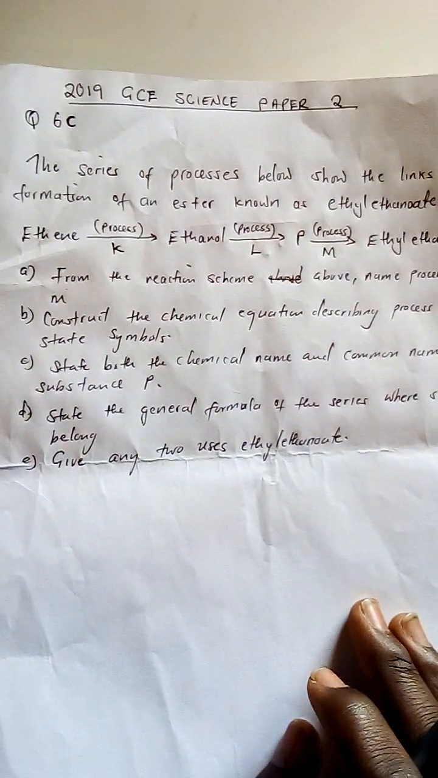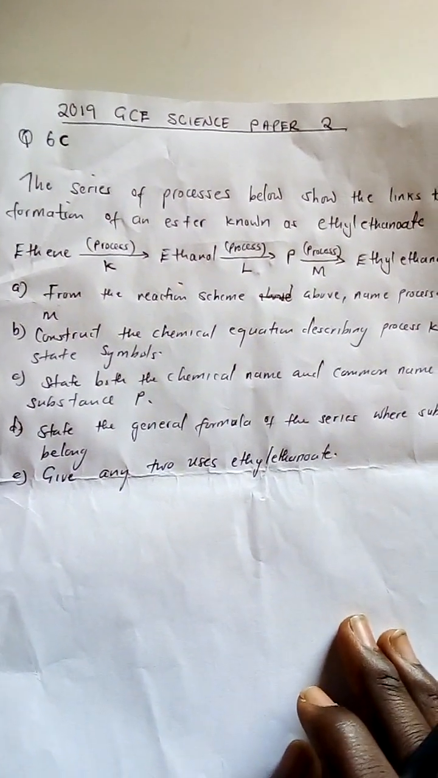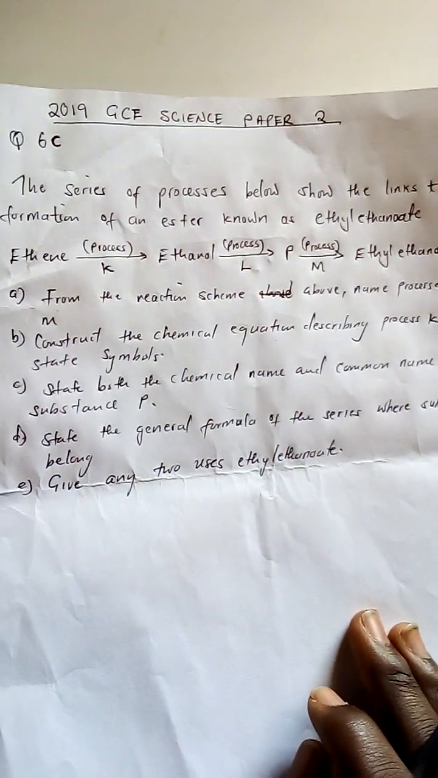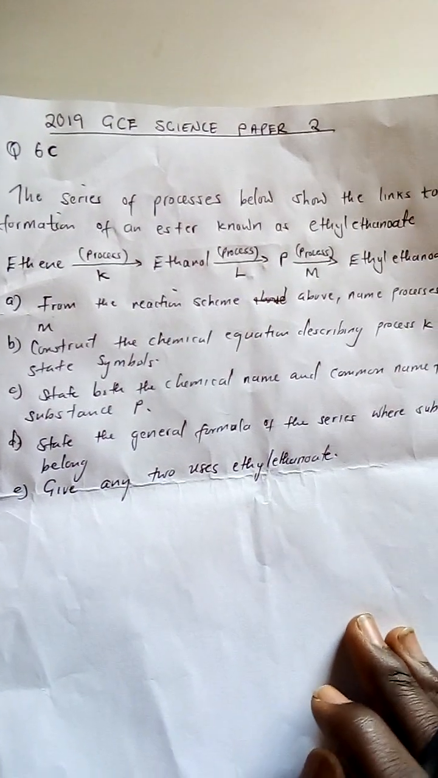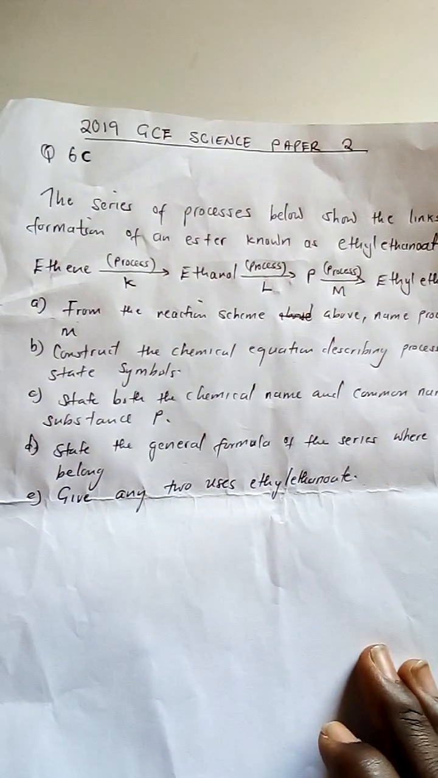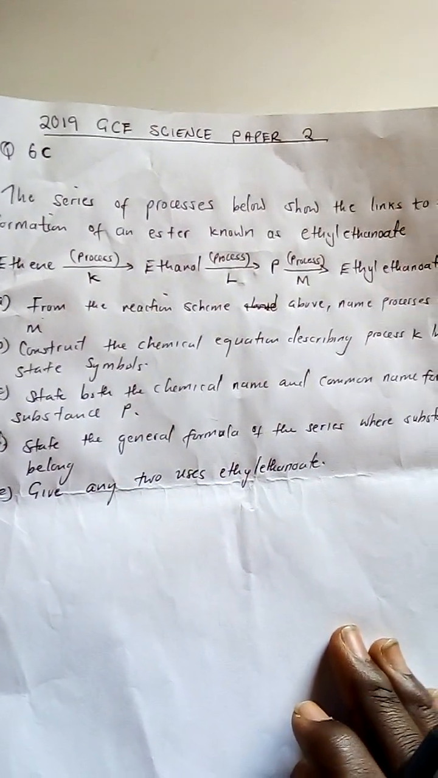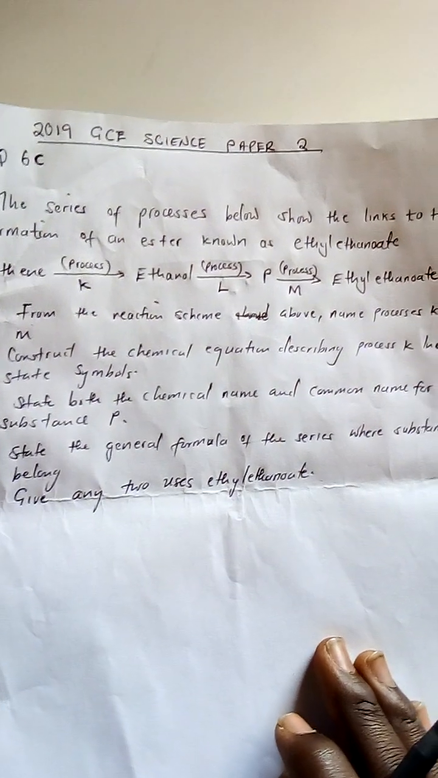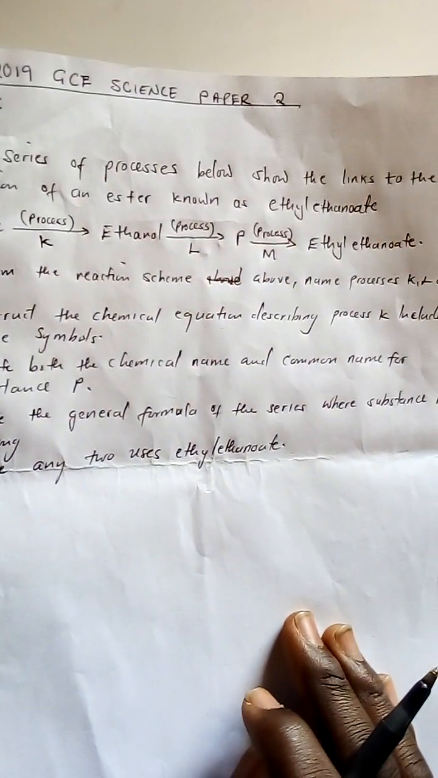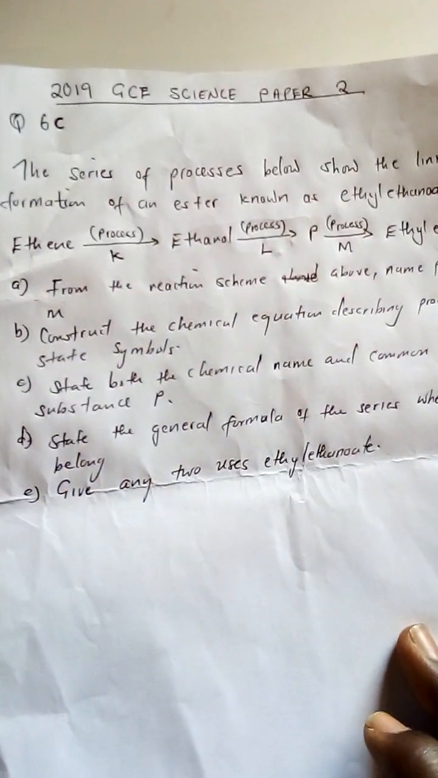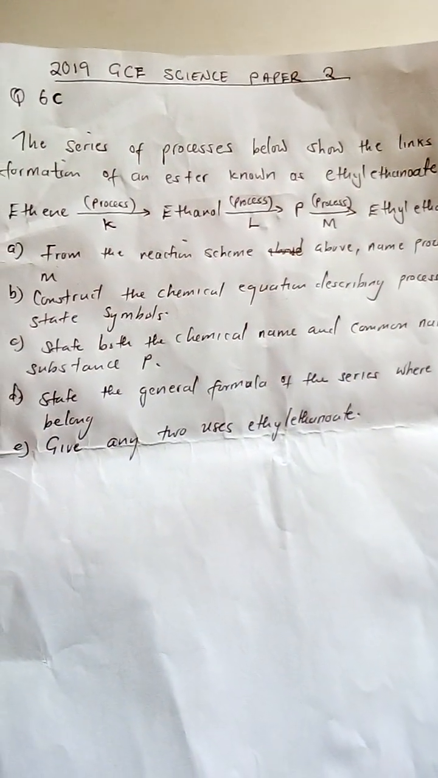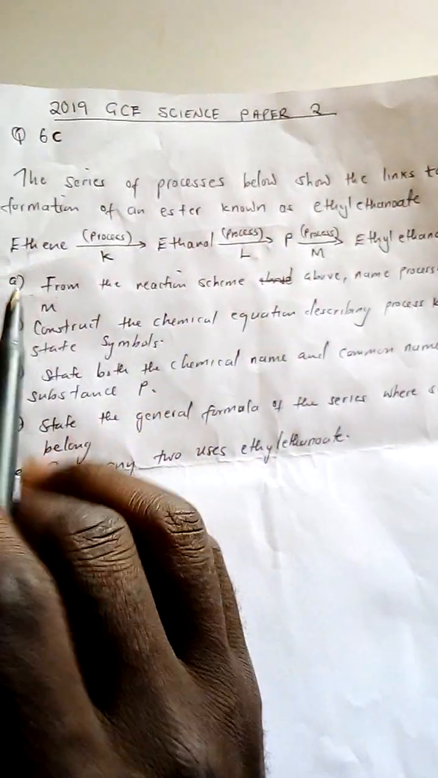Hi everyone. So today we are going to look at an exam past paper for 2019 GCE, question 6, question 6C. The question reads that the series of processes below shows the link to the formation of an ester known as ethyl ethanoate. So we have this scheme, the reaction scheme.